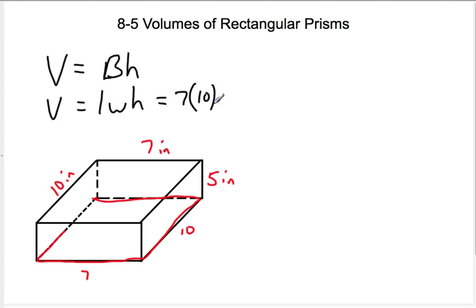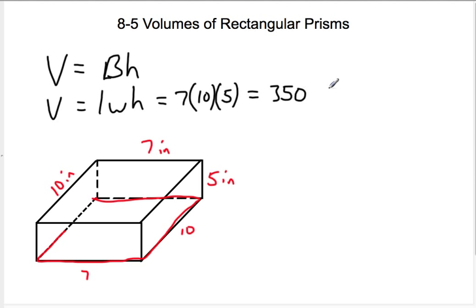It doesn't matter which one you choose. If we chose length to be 10 and width to be 7, either way we get 70, right? 7 times 10 is 70 and 10 times 7 is 70. And then the height is going to be 5. And so we just multiply them all together to get volume. So volume of a rectangular prism is pretty simple. You just multiply the three different measurements together. So 70 times 5 is going to be 350.